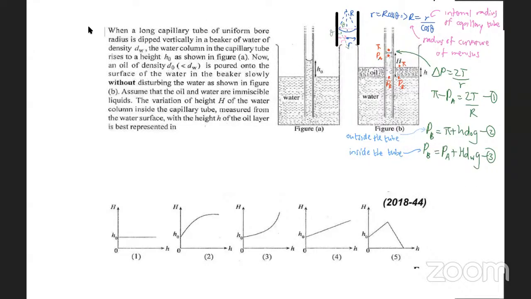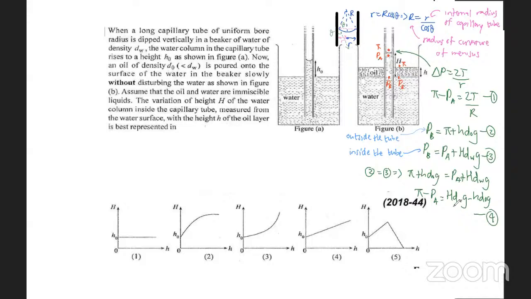Second and third are the same equation, so I can equate them, and that will give me an equation like this: Pi plus h dO g equals PA plus capital H dW g. I have Pi minus PA already, so let's make Pi minus PA the subject. Pi minus PA equals capital H dW g minus simple h dO g, and I'll take that as the fourth equation.